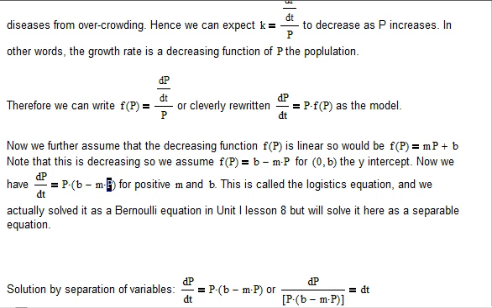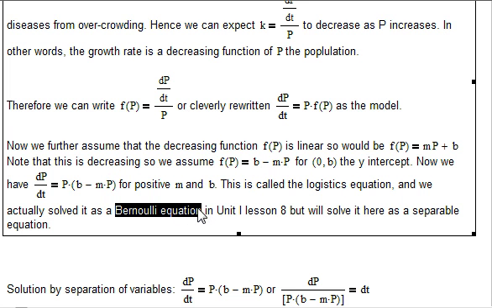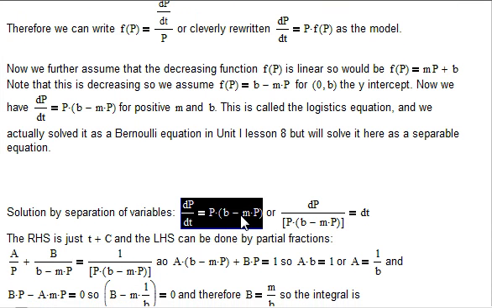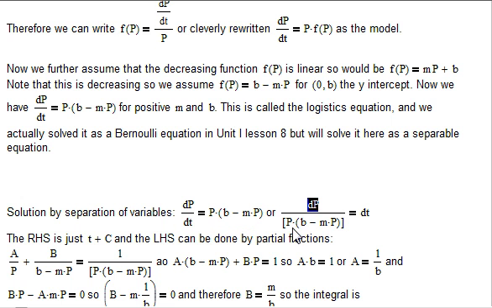So that is called the logistic equation, and the solution is called the logistic function. We can actually solve it as a separable equation, although it was solved as a Bernoulli equation in Unit 1, Lesson 8. But we'll solve it here as a separable equation because when you want to solve this, just make all the P's on one side and the t's on the other, and you just get dP over P times (b minus mP) equals dt.